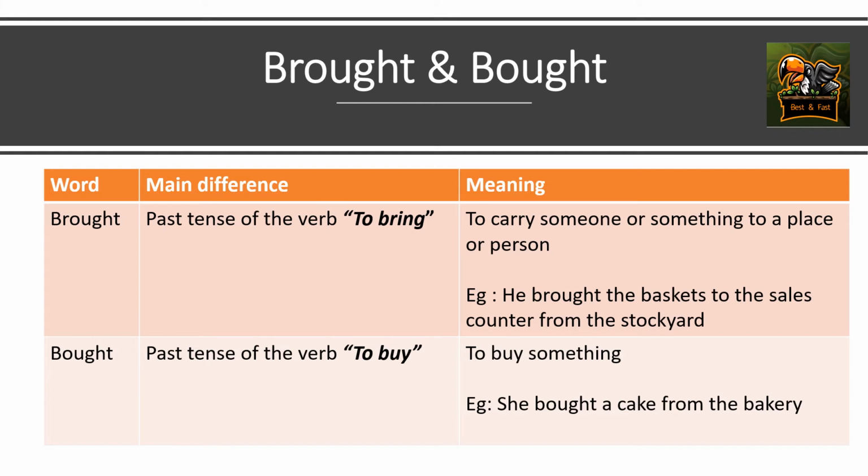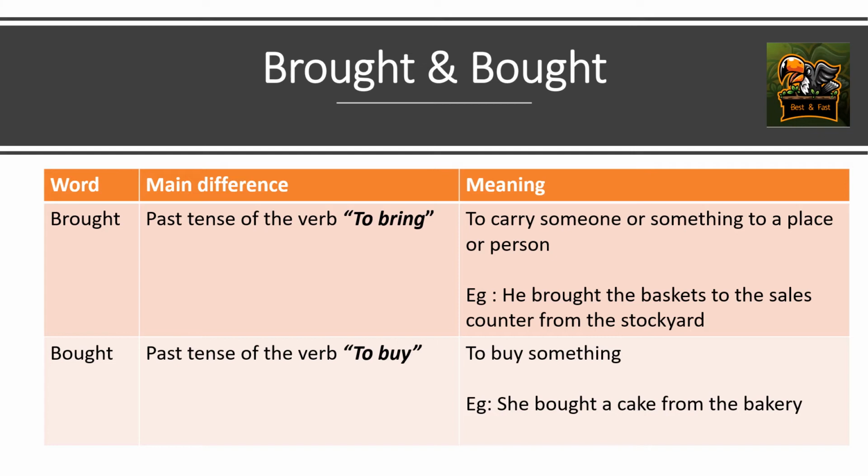The first word is brought, B-R-O-U-G-H-T, which is the past tense of the word to bring. The action of bringing something, the past tense of that is brought. The meaning is to carry someone or something to a place or a person. Example, he brought the baskets to the sales counter from the stockyard. If you see, this word is talking about the action of bringing something.